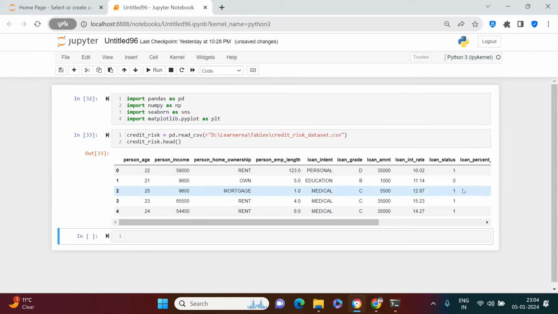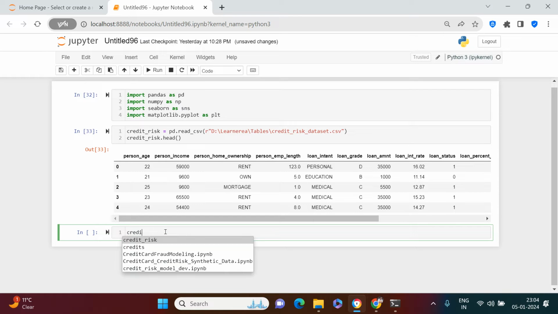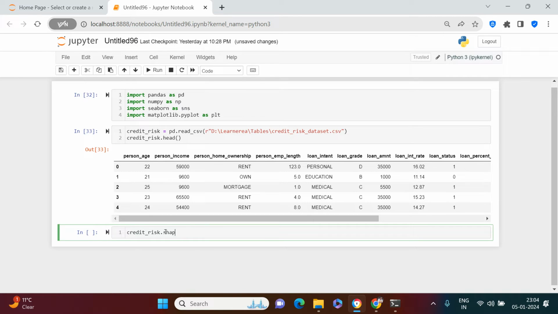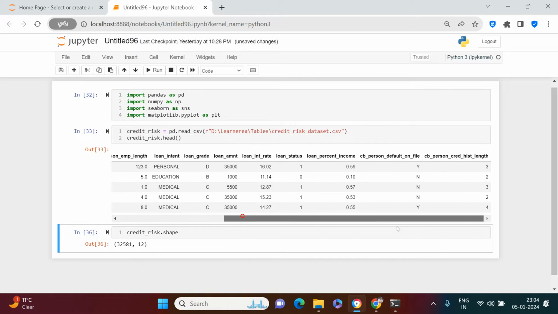Now the next thing I'm going to start with is exploring this data first of all. To explore that, let's see what the shape of this data is. It says these many records and 12 columns. What we see over here is all the columns which this data has.